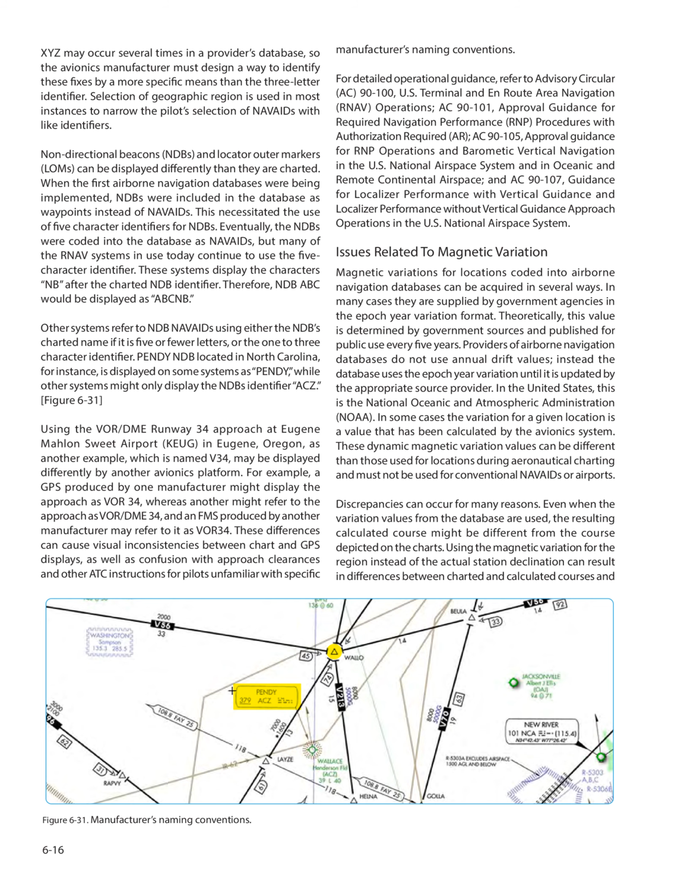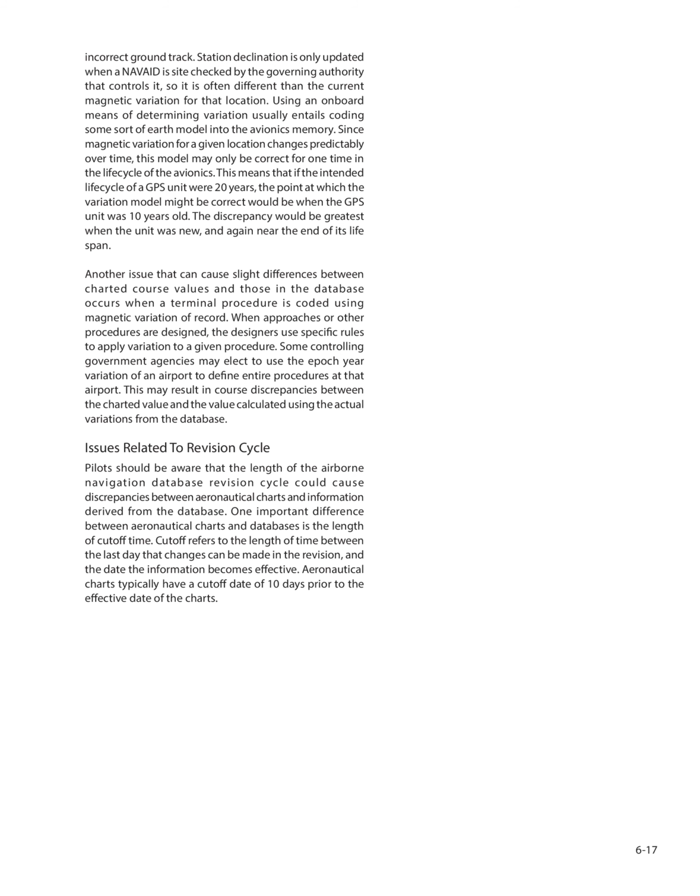In some cases, the variation for a given location is a value that has been calculated by the avionics system. These dynamic magnetic variation values can be different than those used for locations during aeronautical charting and must not be used for conventional navaids or airports. Discrepancies can occur for many reasons. Even when the variation values from the database are used, the resulting calculated course might be different from the course depicted on the charts. Using the magnetic variation for the region instead of the actual station declination can result in differences between charted and calculated courses and incorrect ground track. Station declination is only updated when a navaid is site checked by the governing authority that controls it, so it is often different than the current magnetic variation for that location.